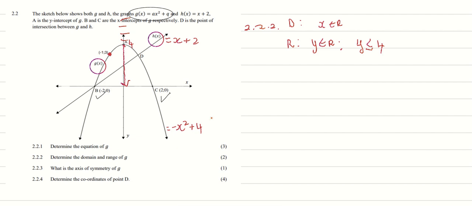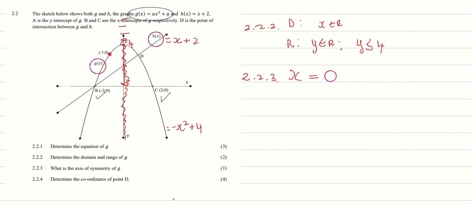2.2.3. What is the axis of symmetry of g? The axis of symmetry of g is this beautiful line over here, the y-axis, aka the line where x is equal to 0, and that's that.